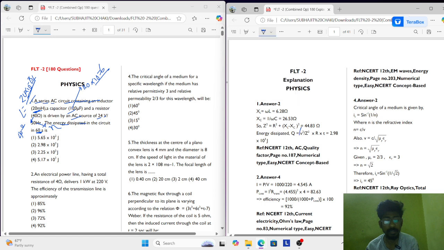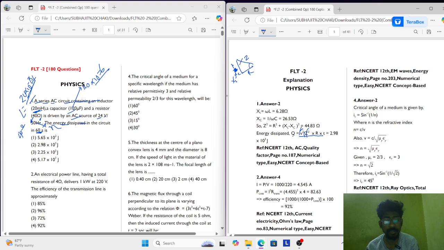The energy formula is V² by Z² into R into T, that is the energy dissipated, the real energy. All things are given: R is given, the frequency is given, and Z you have to calculate. Z is from the impedance triangle. This is Z, this is XL minus XC, and this is R, or this is R and this is XL, depending on what angle you are taking.